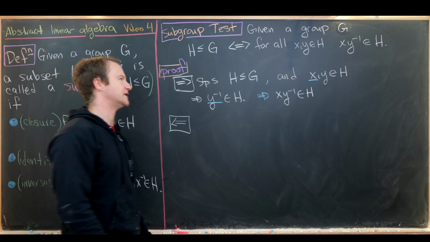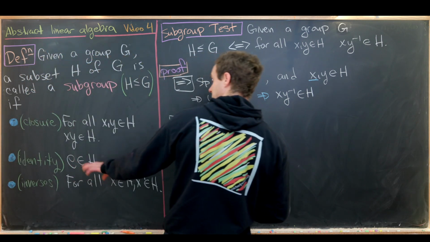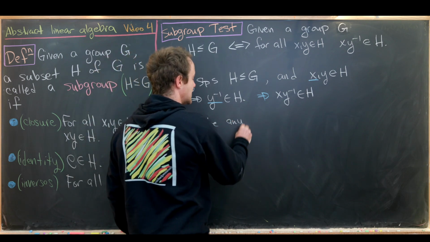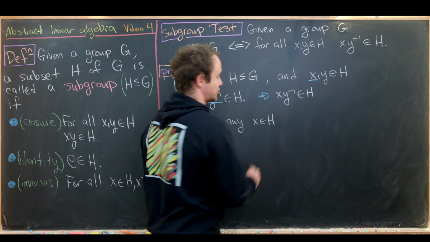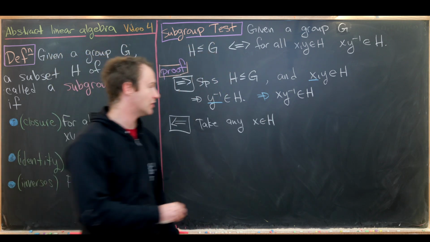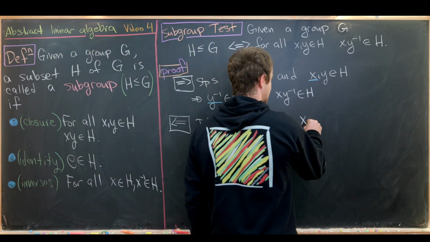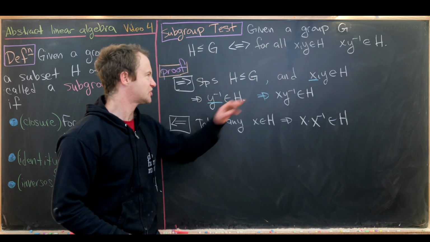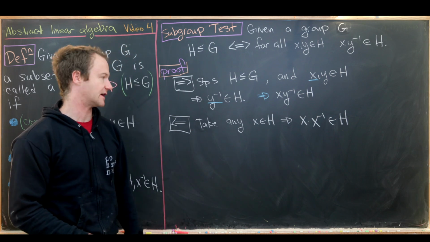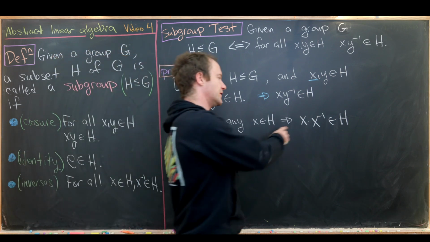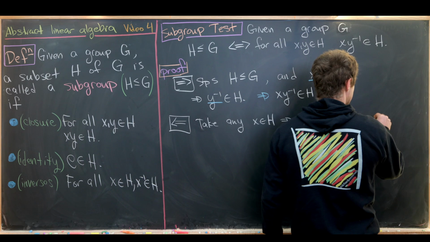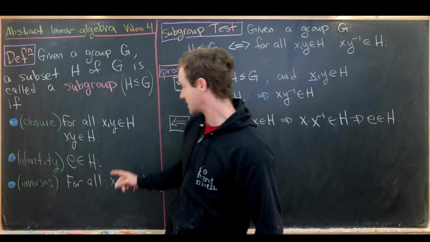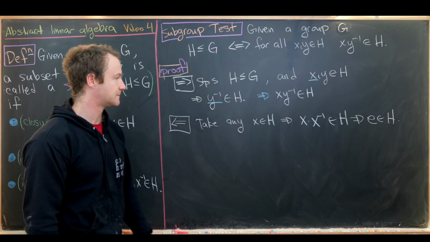Okay, so how can we do that? So we'll build these a little bit out of order. So let's take any x in H, and let's notice that we know that x times x inverse is in H. That's just setting x equal to y in our condition up here. But notice that x times x inverse is the identity, so that tells us that the identity is in H. So that checks off this 2nd condition.